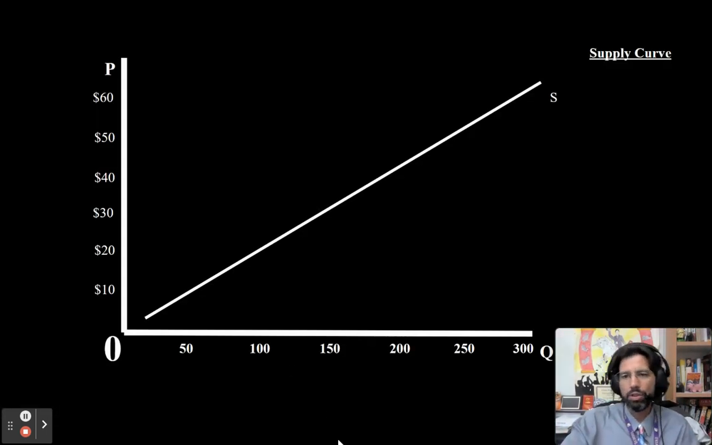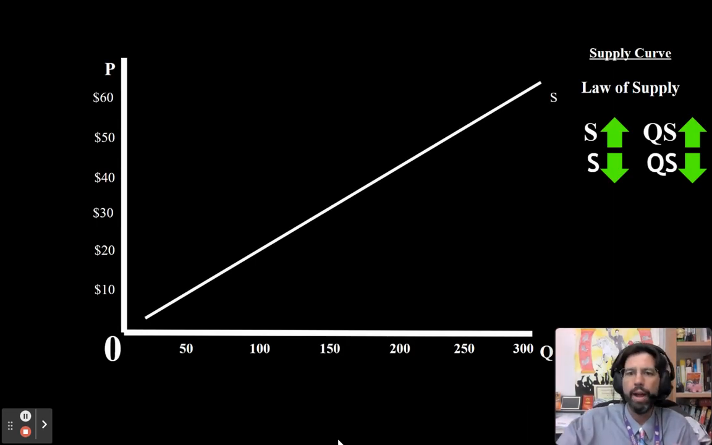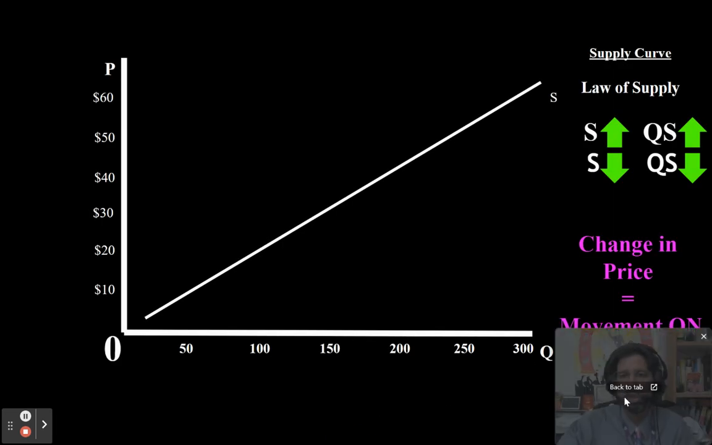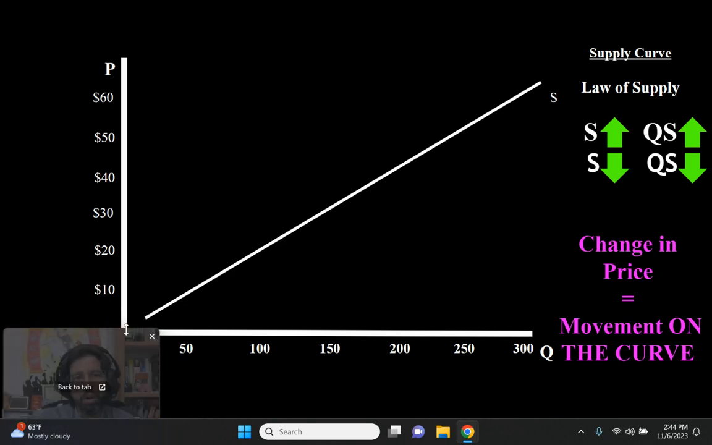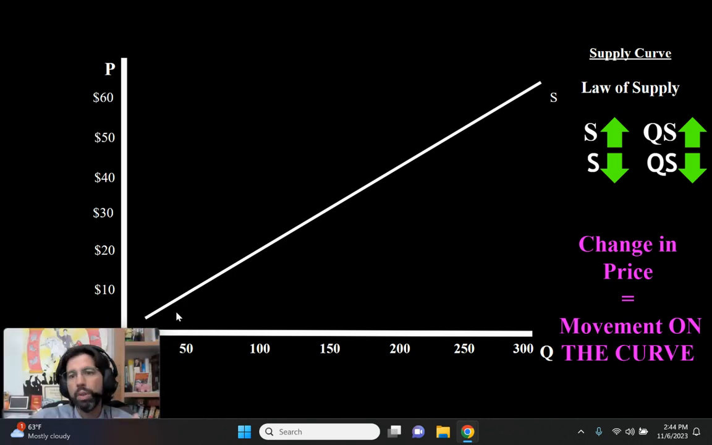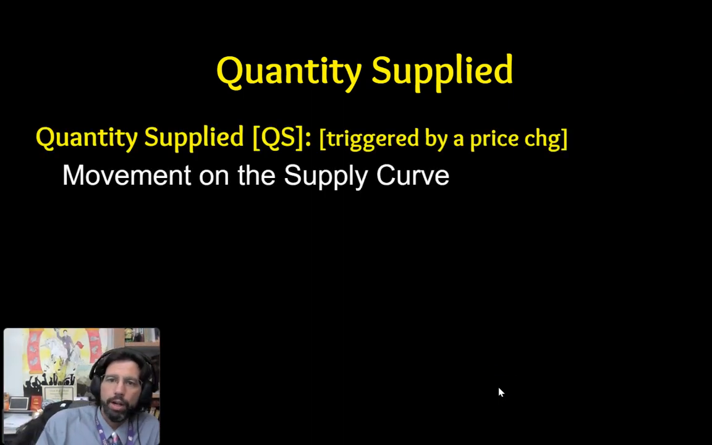And remember that last time we took a look at a supply curve, we were looking at the law of supply. And remember that a law of supply is a change in price. Therefore, it is movement on the curve. Price of an item goes up, the quantity supplied actually rises. So it's movement on the curve. Now we're going to get away from the triggering of a movement on the curve triggered by a price change.